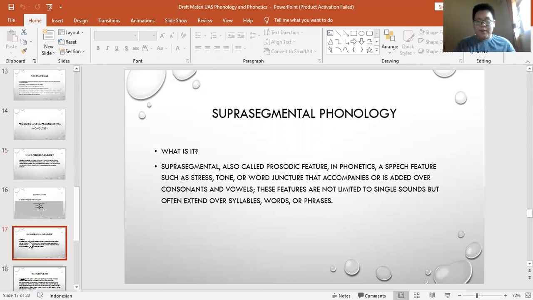Next is suprasegmental phonology. What is suprasegmental phonology? Suprasegmentals are so-called prosodic features in phonetics, speech features such as stress, tone, or word juncture that accompany or are added over consonants and vowels. These features are not limited to single sounds, but often extend over syllables, words, or phrases.